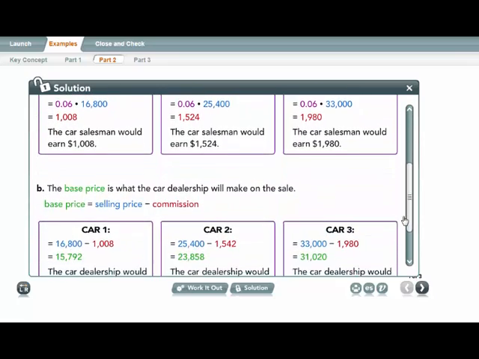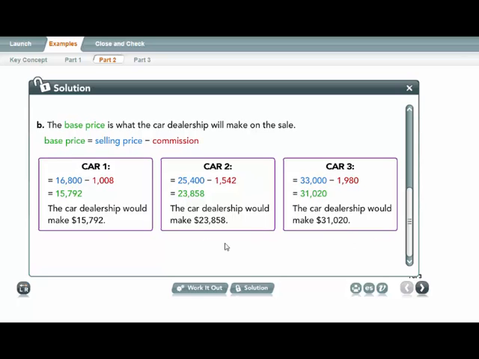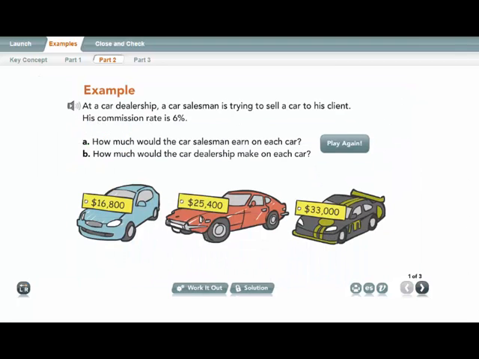Okay, so if that's what he's making, now we need to take what he makes and subtract it from each car. So let's see, what is the car the dealership is going to make? The initial car price minus the commission equals the base price. So the car dealership is going to make $15,792. You can see for car 2, again, the original selling price minus the commission gives the base price, the amount the dealership makes. Again, the selling price minus commission equals the base that the dealership is going to make. So in this case, the dealership makes $31,020.